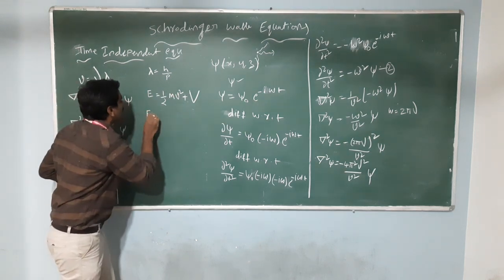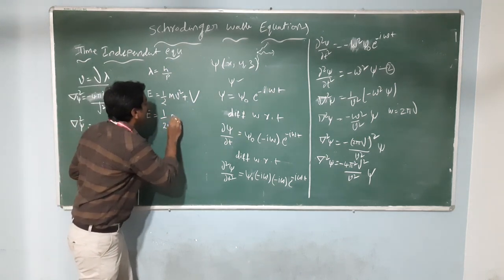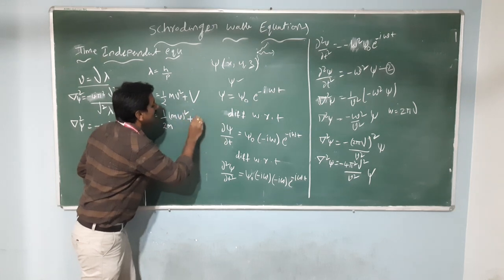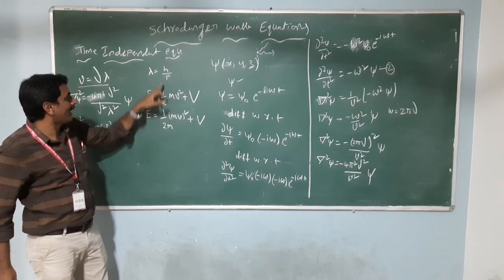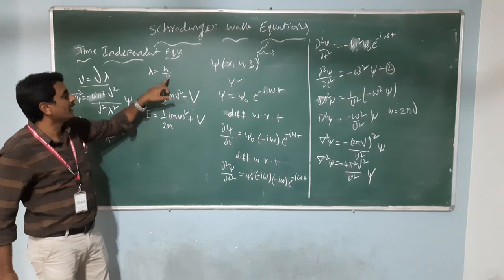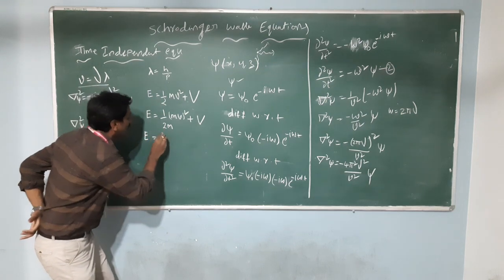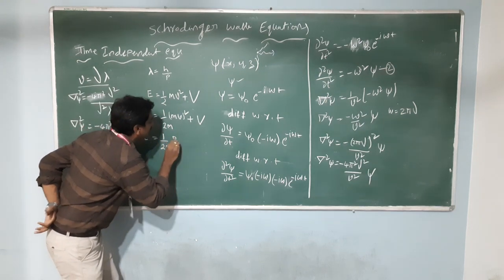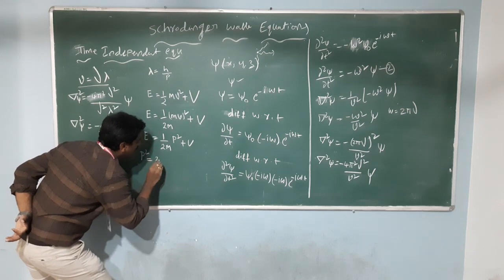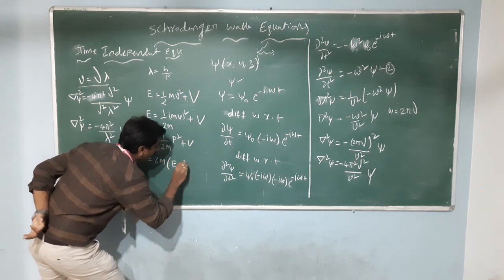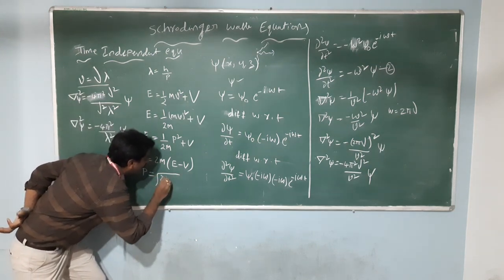So E is equal to, multiplying with m and dividing with m, 1 by 2m into m v whole square plus V. Why am I doing this? Because we have to write this total equation in terms of p, that is, in terms of momentum. So E is equal to 1 by 2m into p square plus V. Finally, p square is equal to 2m into E minus V, and p is equal to under root of 2m into E minus V.